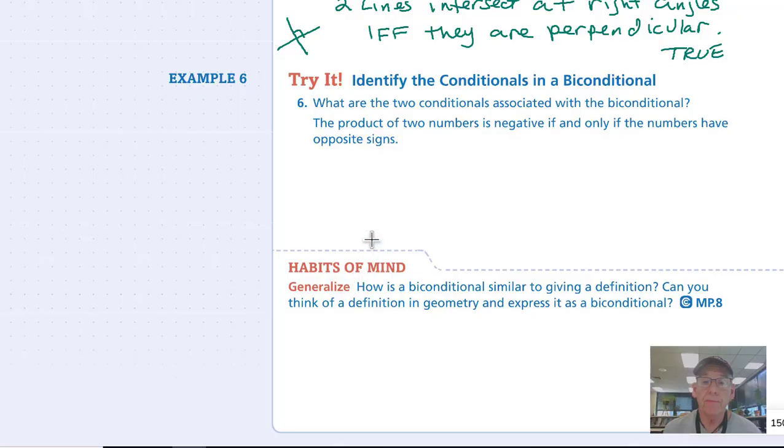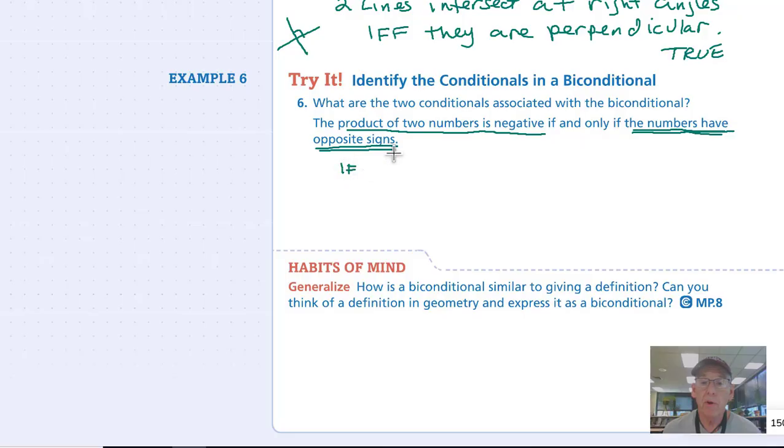Let's look at number 6. What are two conditionals associated with a biconditional? The product of two numbers is negative if and only if the numbers have opposite signs. So one of our parts is the product of two numbers is negative, and the other part is the numbers have opposite signs. So one of these could be the conclusion, one of these could be the hypothesis, or vice versa. So we want to write the two conditionals associated with it.